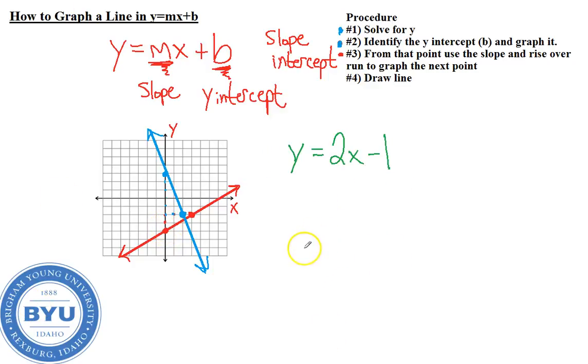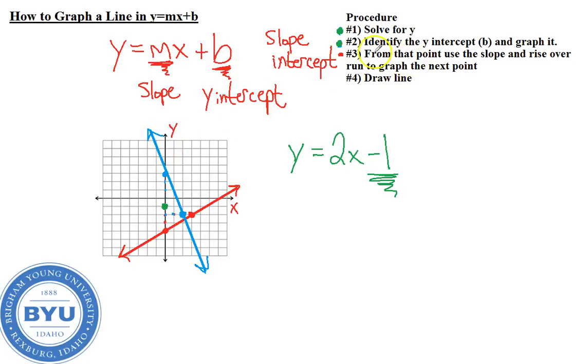The last example I'm going to do is y equals 2x minus 1. In y equals 2x minus 1, let's go through the procedures. Step number one, I need to solve for y. Well, y is already by itself, so I don't need to worry about that. Step number two, I need to identify the y-intercept. Well, that would be -1. So I'm going to graph it right here at -1, where it touches the y.